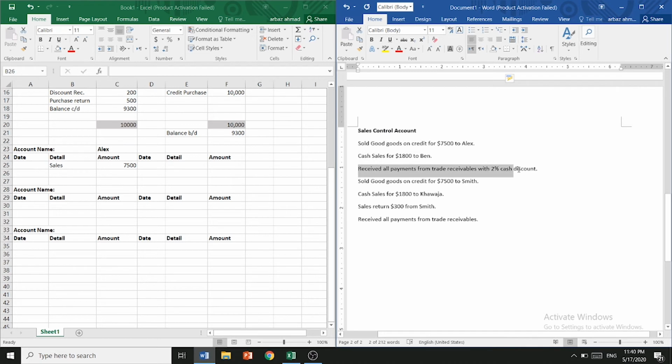Received the cash from the trade receivable, 2% trade discount. So the thing is my mistake that I did not calculate the 2% of 7,500. So 7,500 times 0.02, and it will be equal to 150. All right, again I have to mention here, I have to minus 7,500 minus 150.